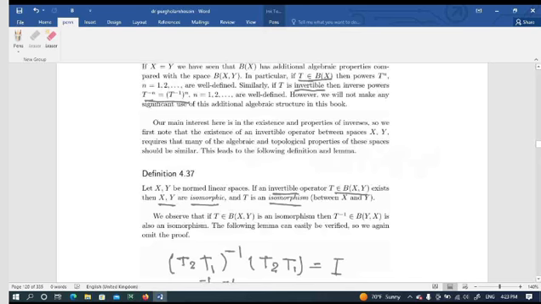Definition. Let X and Y be normed linear spaces. If an invertible operator T exists, then X and Y are isomorphic, and T is called an isomorphism between X and Y. So we say that two vector spaces, normed linear spaces, are isomorphic if there is an invertible linear operator belonging to B of X and Y. It is easy to see that if T is an isomorphism, then T minus 1 is an isomorphism too.